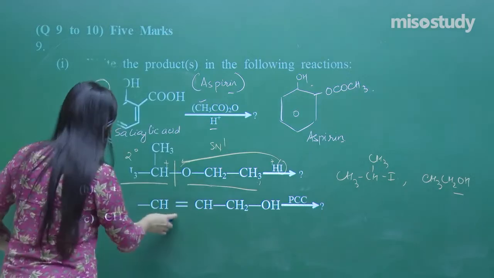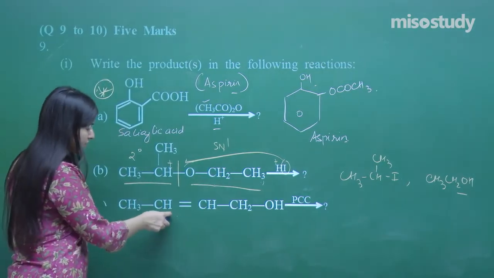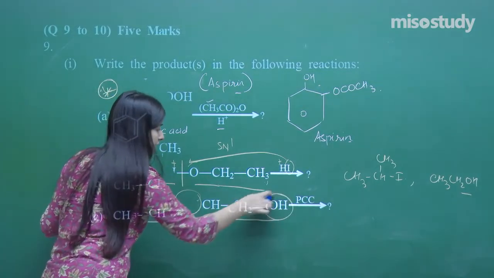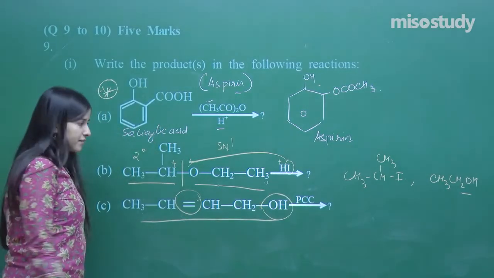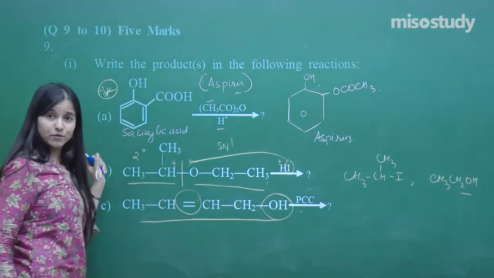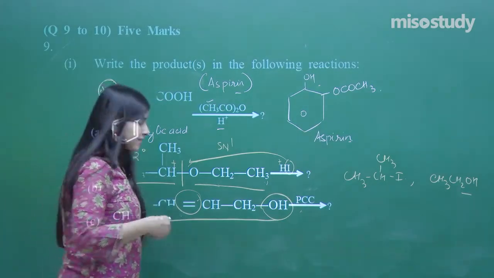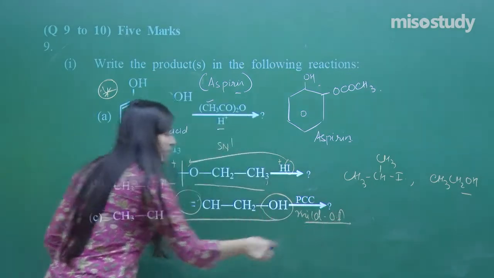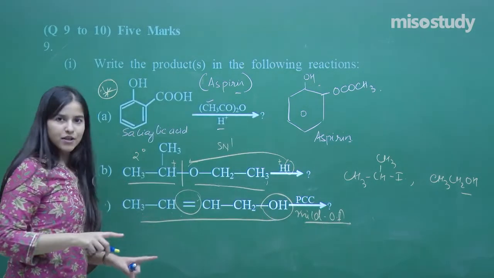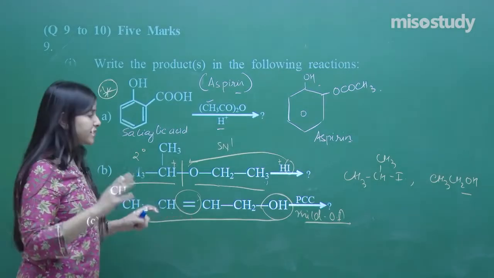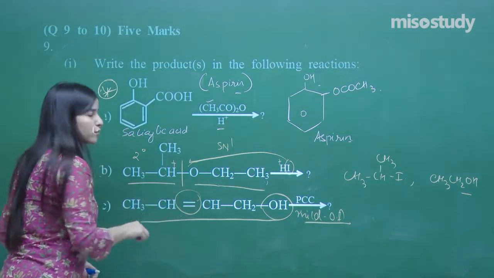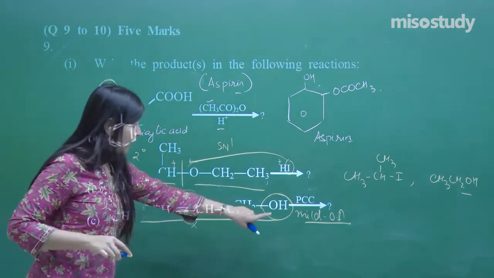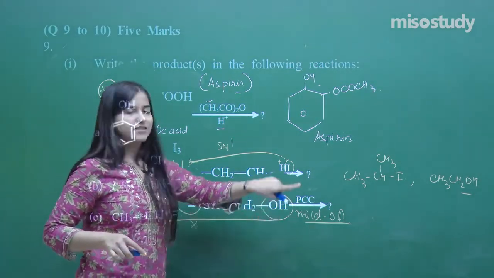Fine. The last one, CH3CH2... This is the compound having a double bond here and an OH group. PCC, I just told you, pyridinium chlorochromate, it's a mild oxidizing agent. And what is the quality feature of PCC? It does not affect the double bond. It will remain as it is. It will just mildly oxidize this OH.